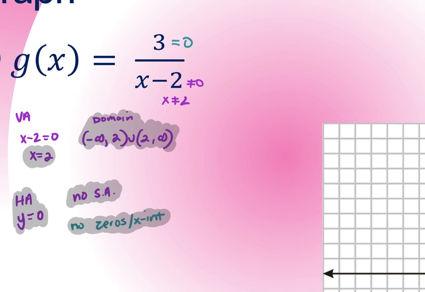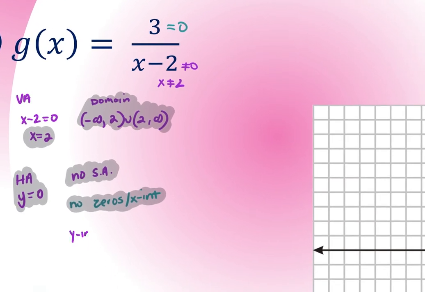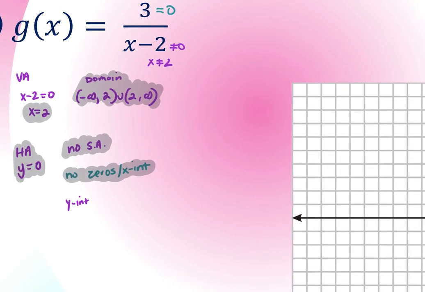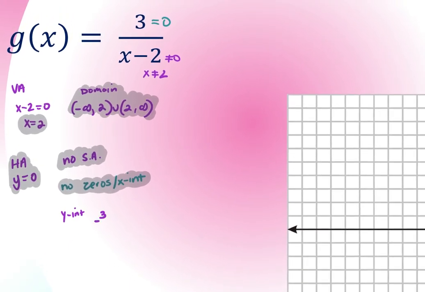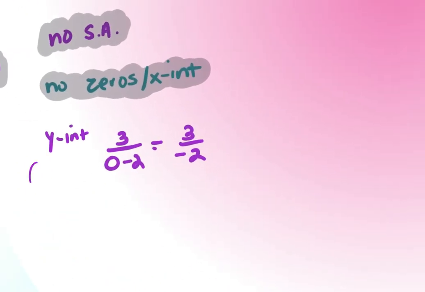And then the last thing I want to find is my y-intercept. And for that, I plug zero in. So I'd get 3 over 0 minus 2, which is 3 over -2. And that y-intercept would be (0, -3/2), or (0, -1.5). You can write it either way.